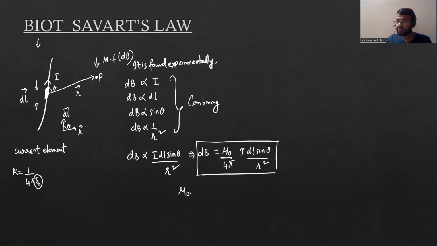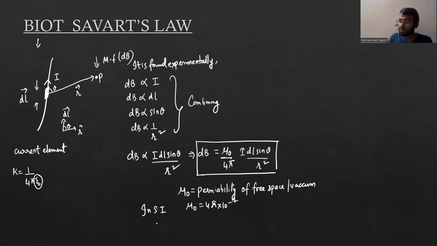Epsilon naught was the permittivity of free space. Similarly, mu naught is the absolute permeability, or we can call it the permeability of free space or vacuum, whose value is equal to 4 pi into 10 power minus 7 in SI units. So in SI units, the value of mu naught is how much? 4 pi into 10 power minus 7.